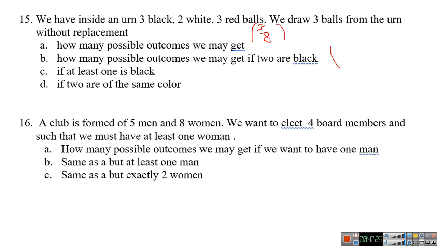If 2 are black, so 2 out of 3. And the last one will be either a red or white. How many red and white do we have? 5 choices.